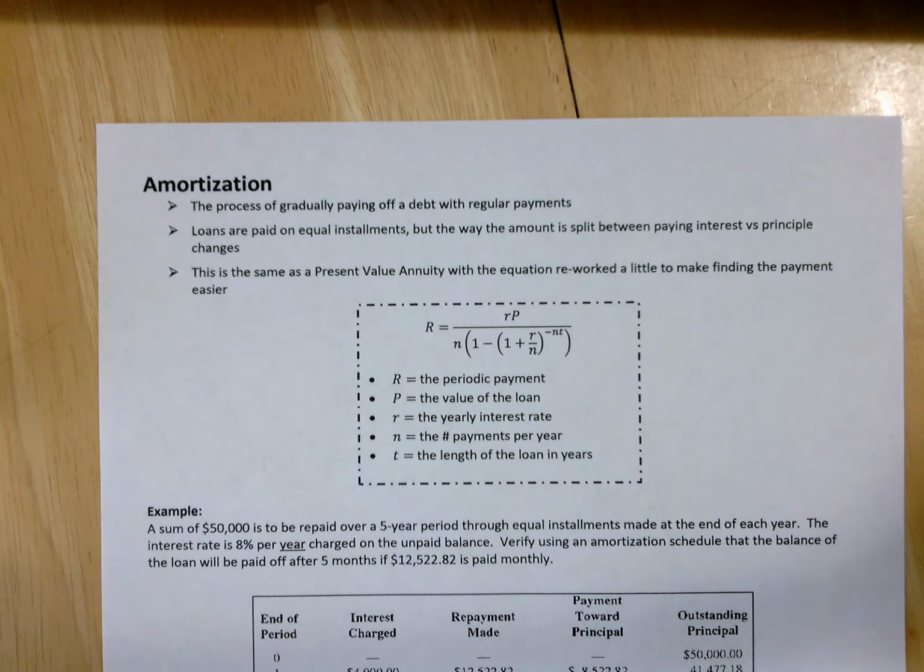principal. So when you borrow, say, $100 from the bank, they're going to charge you interest on that. And every month when you make a payment, part of that money goes towards paying off interest. Part of it goes towards paying off the $100 that you borrowed.